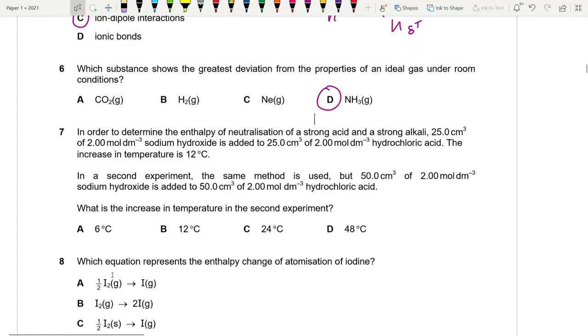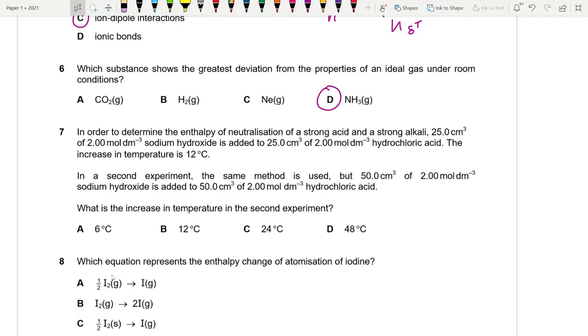7. In order to determine the enthalpy of neutralization of a strong acid and strong alkali, 25 cm cube of 2 mol per dm cube sodium hydroxide is added to 25 cm cube of 2 mol per dm cube hydrochloric acid. The increase in temperature is 12. In a second experiment, the same method is used, but 50 cm cube of 2 mol per dm cube sodium hydroxide is added to 50 cm cube of 2 mol per dm cube hydrochloric acid.